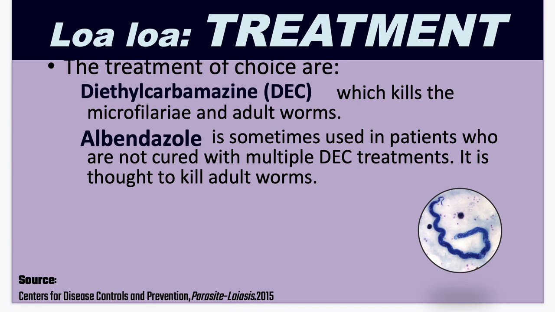So the treatment of choice is DEC, which kills the microfilariae and adult worms, and albendazole is sometimes used in patients who are not cured with multiple DEC treatments. It is thought to kill adult worms.